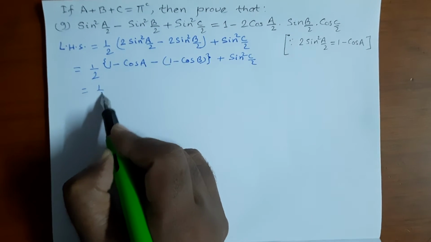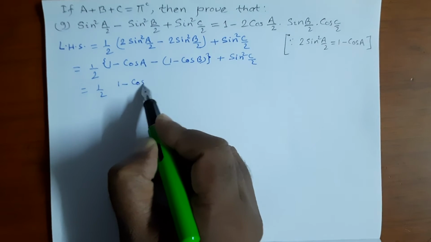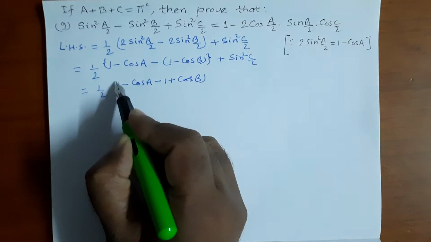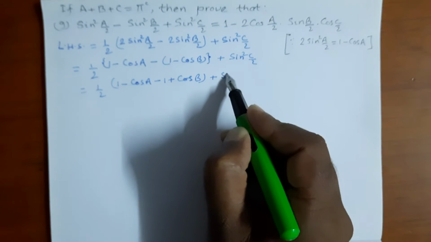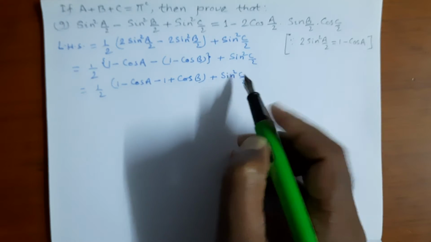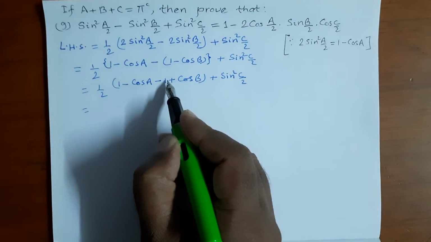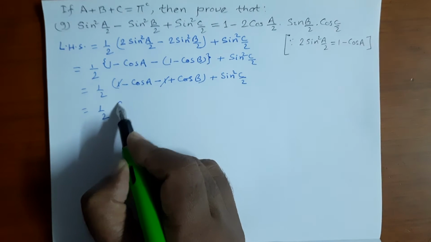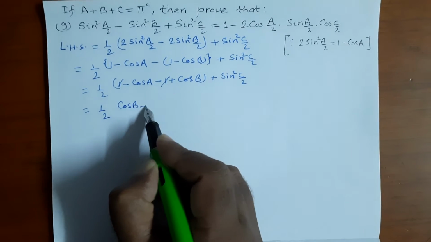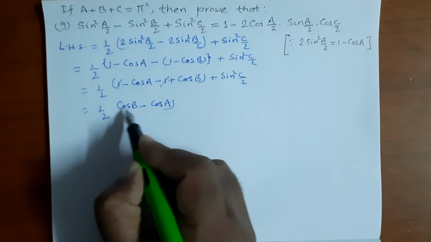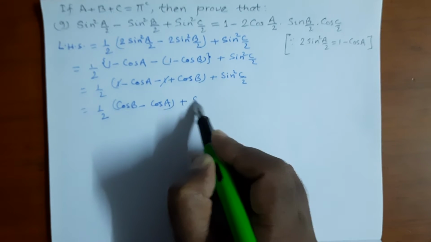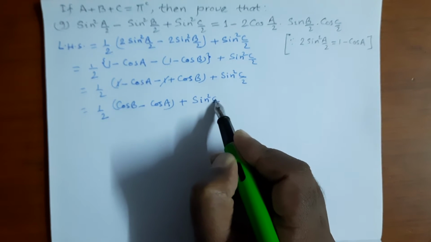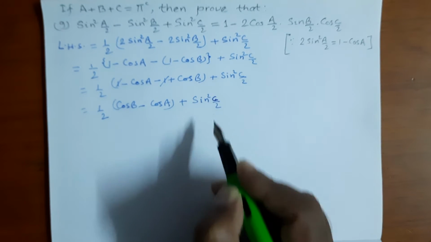Now here, 1 over 2 times 1 minus cos A minus 1 plus cos B, and at last we have sin square C over 2. This equals, the minus 1 and plus 1 can be cancelled, 1 over 2 times cos B minus cos A, plus sin square C over 2.